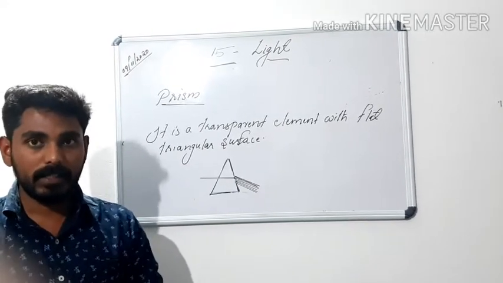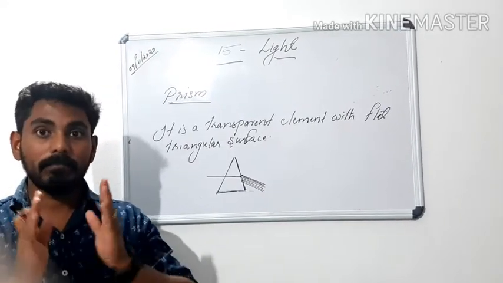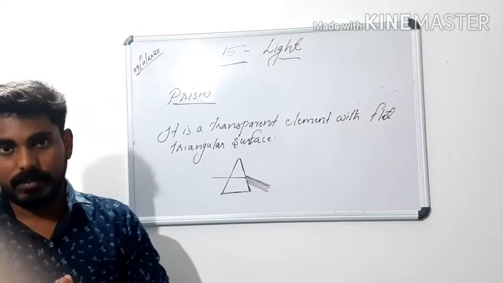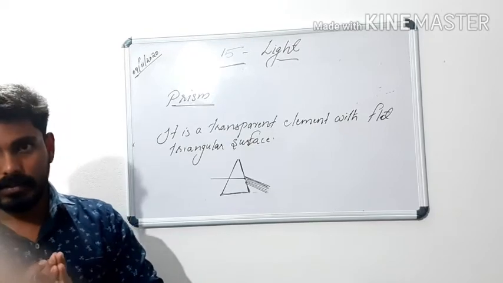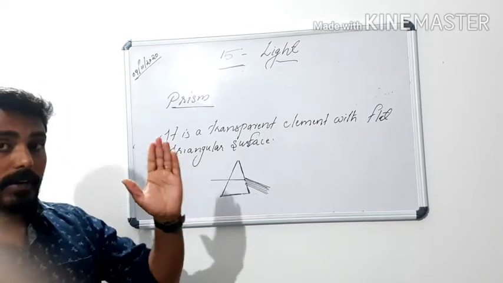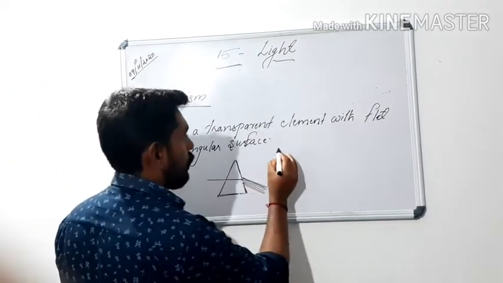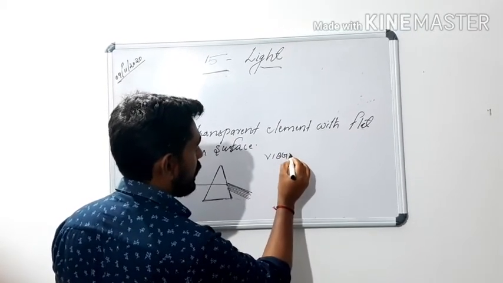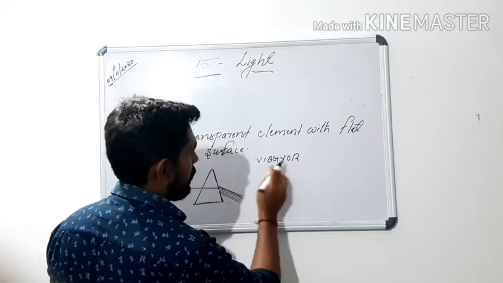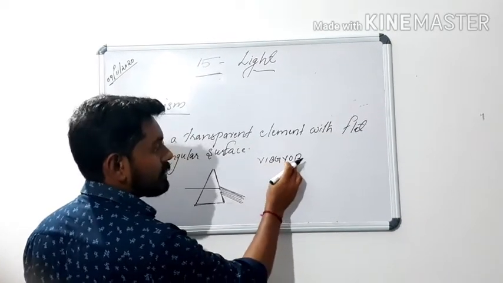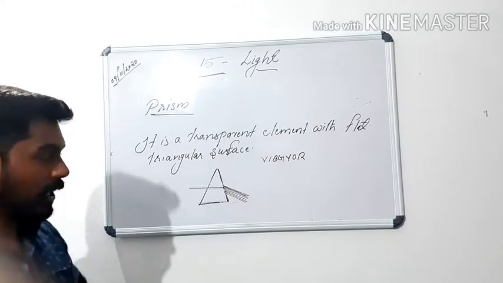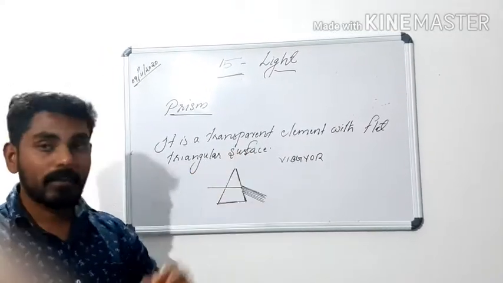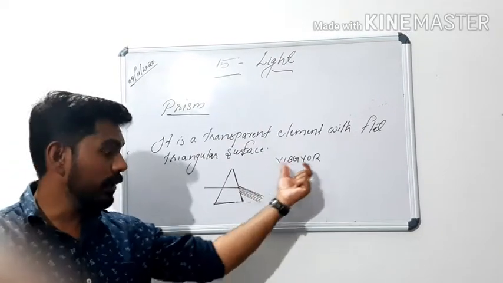But in fact, the white light is made up of 7 different colors. The 7 different colors are violet, indigo, blue, green, yellow, orange, red. 1, 2, 3, 4, 5, 6, 7. There are 7 colors. So the white light is made up of 7 colors. That is VIBGYOR.